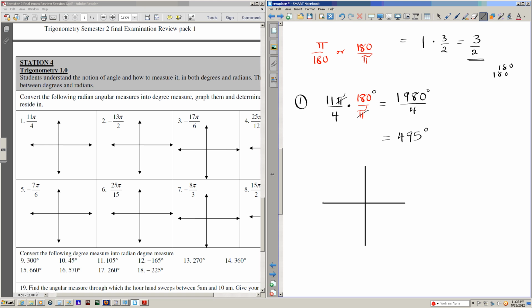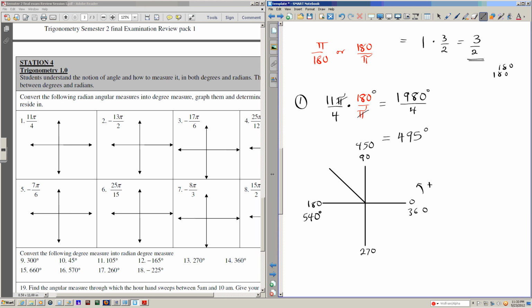So starting from 0, since it's positive, we're going to go up, right? Up and around. So 0, 90, 180, 270, 360. Keep going. Add 90 to that, 450. Keep going. Add 90 to that, 540. Stop. We already went too far. So our terminal side is going to be somewhere between 450 and 540, which is right here.